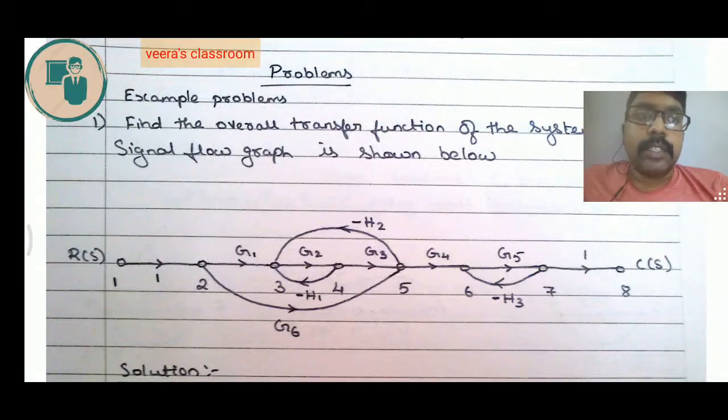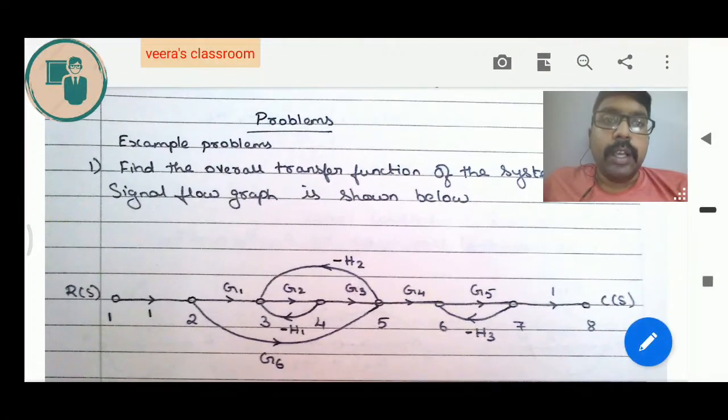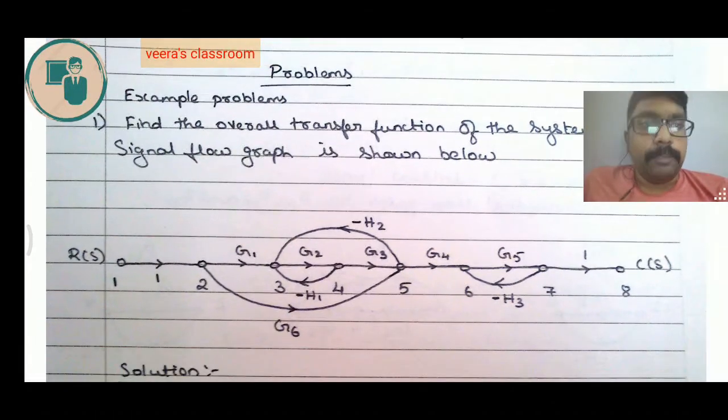In all the problems of signal flow graph, we will have a straight line forward path that is common in all the problems. That is the straight line from R of S to C of S. That is 1, 2, 3, 4, 5, 6, 7, 8. So that's a straight line. That is the first forward path.